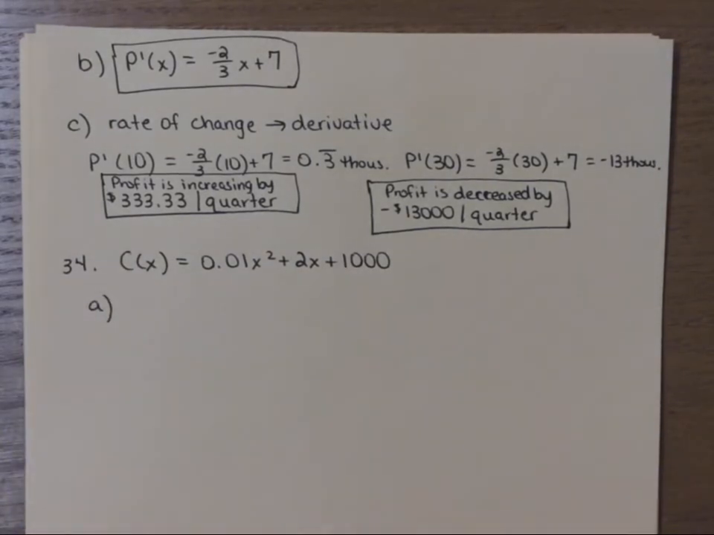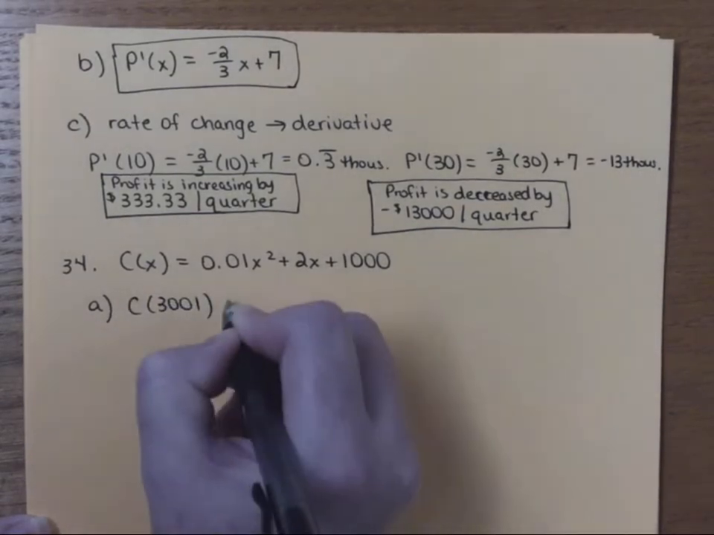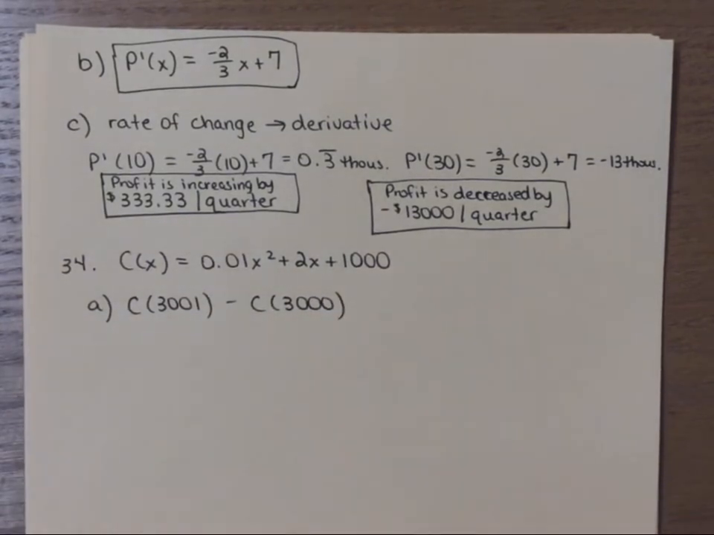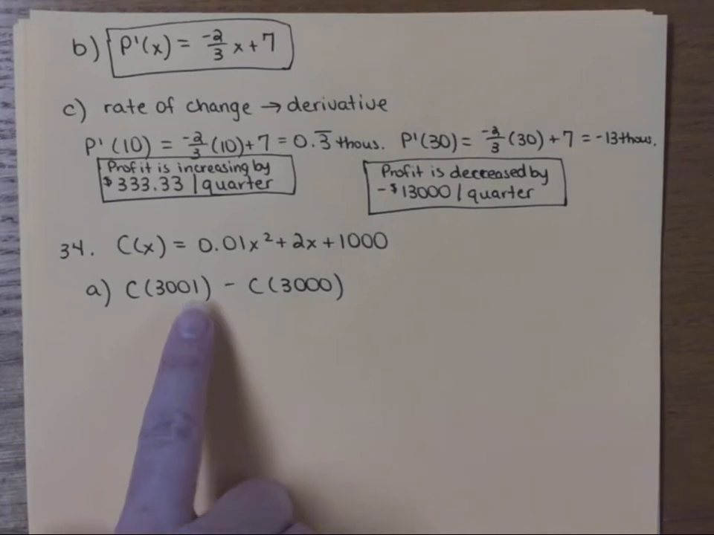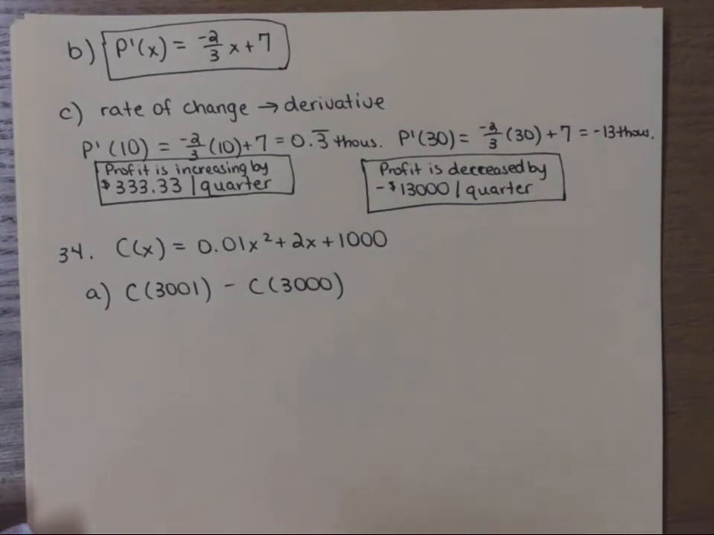All right, so part A says find the actual cost of the 3,001st unit. Okay, so this means we're going to do C of 3,001 minus C of 3,000. You can look back at the video for this particular section, but this would be the cost of all the first 3,001 items, and this is the cost of the first 3,000 items, right? So if you subtract them, then you'll end up with the one that you actually want.